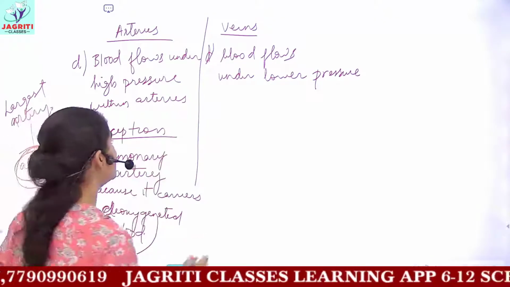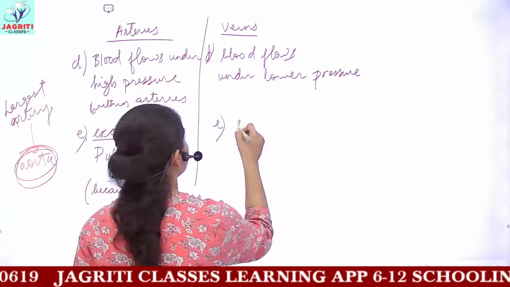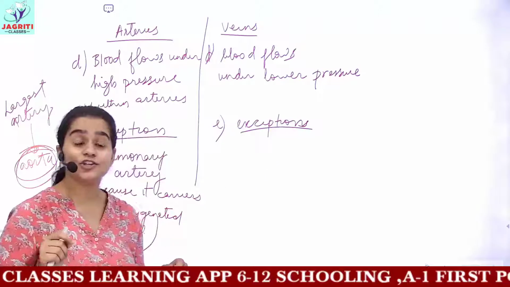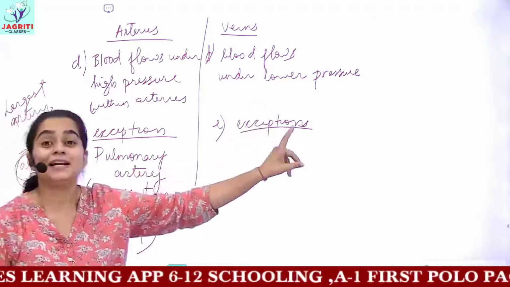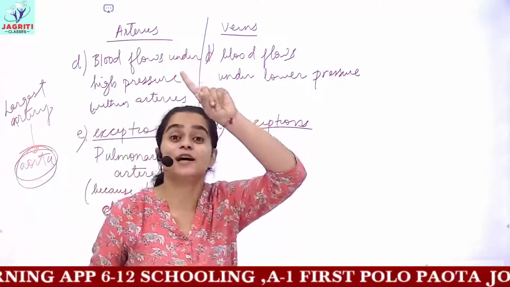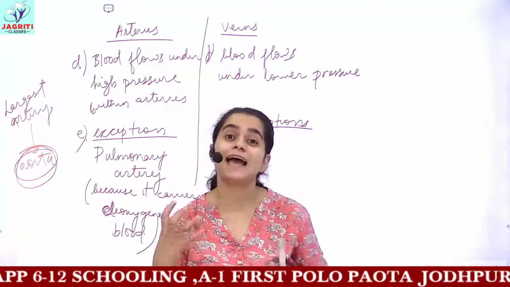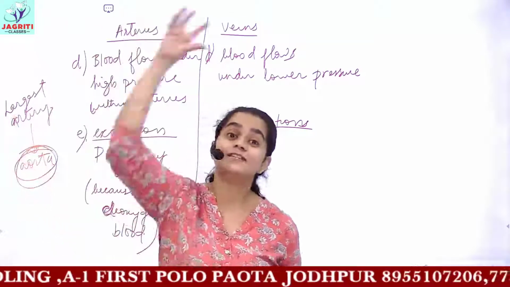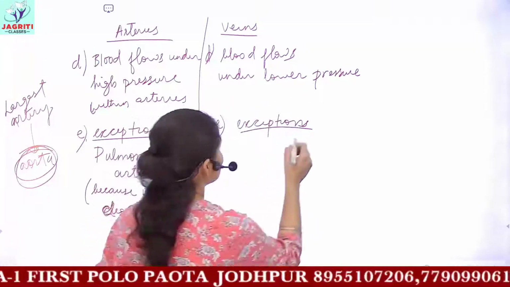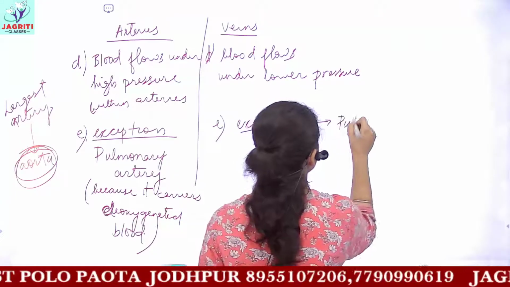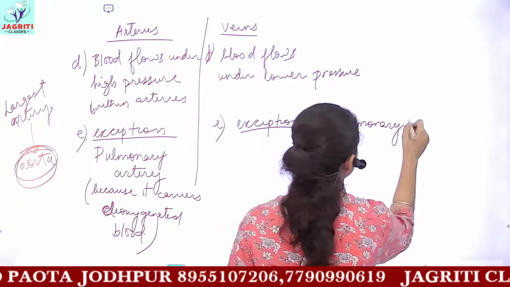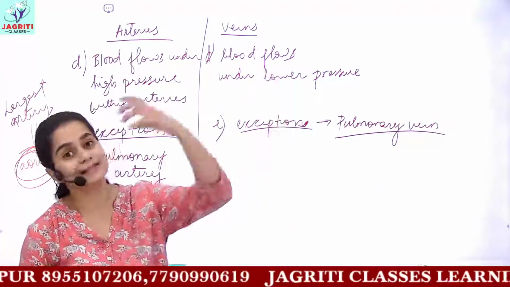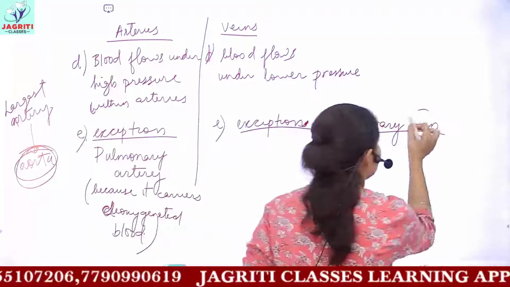Whereas there is also an exception, that is the pulmonary vein here. All the veins carry deoxygenated blood within them. But the pulmonary vein, if you remember from the diagram of the heart which we studied, carries which kind of blood? They carry pure or oxygenated blood from the lungs to the heart. So the exception here is the pulmonary vein. It is named a vein because it is carrying blood towards the heart. So this is kept in the category of vein.